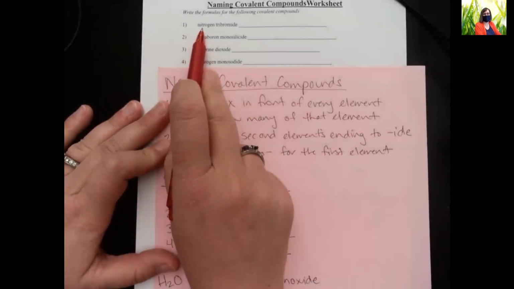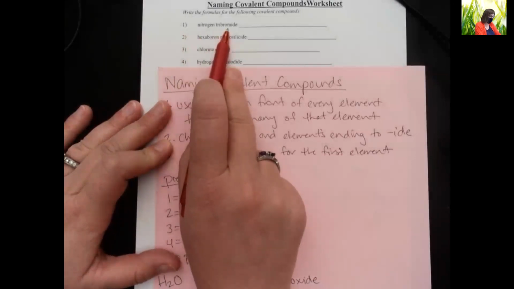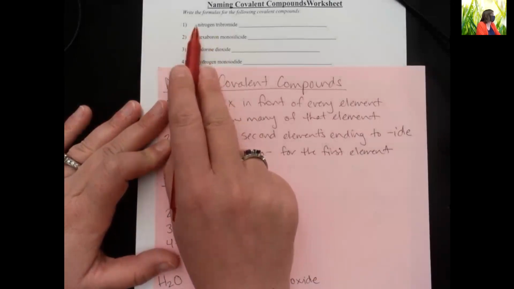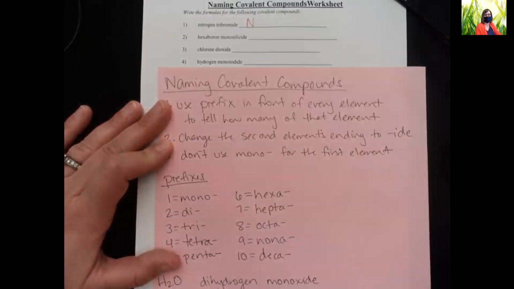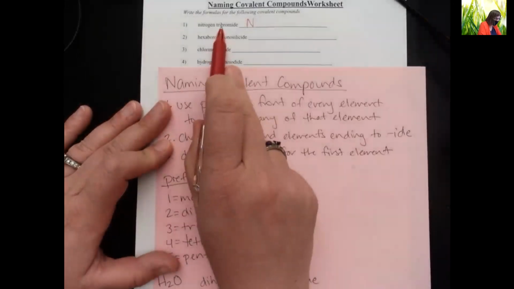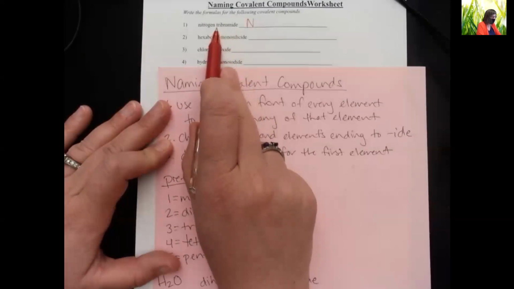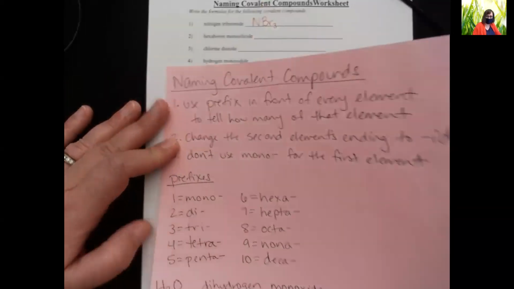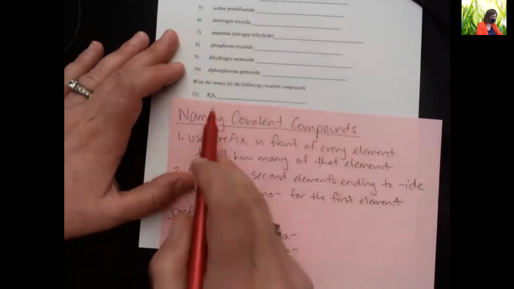So number one, it says nitrogen tribromide. What do we know about the nitrogen? How many nitrogens are there? One, because remember, if there's one of the first element, we don't put mono. If there was anything else, it would have a prefix. So since it doesn't have a prefix and it's the first element, we know there's just one nitrogen. Then we have tribromide. So how many bromines are there going to be? 3. And that's how we go. On the bottom, they're going to ask you to do the naming.